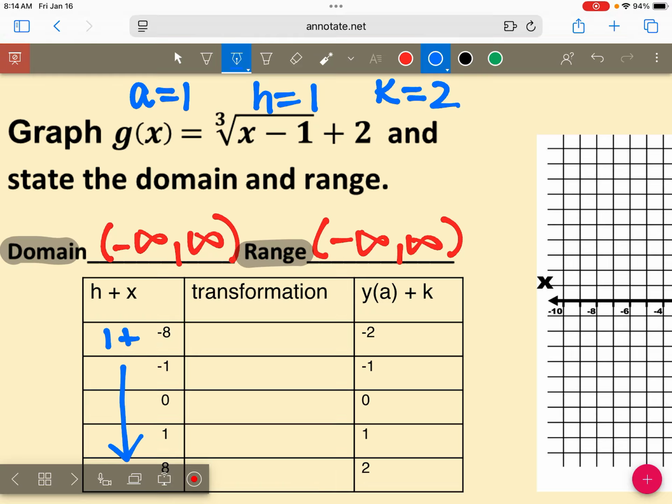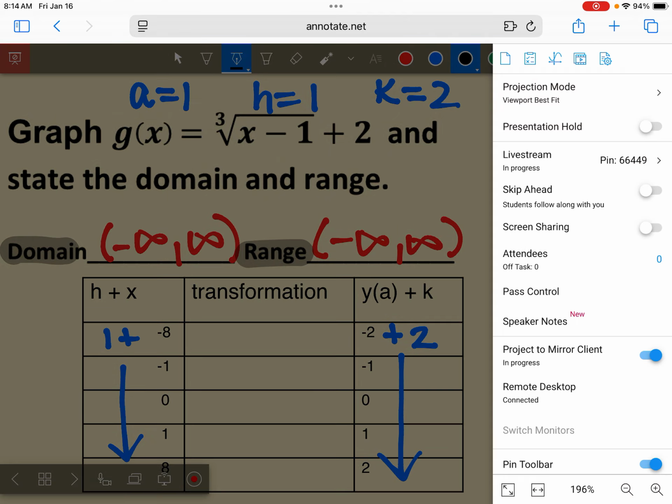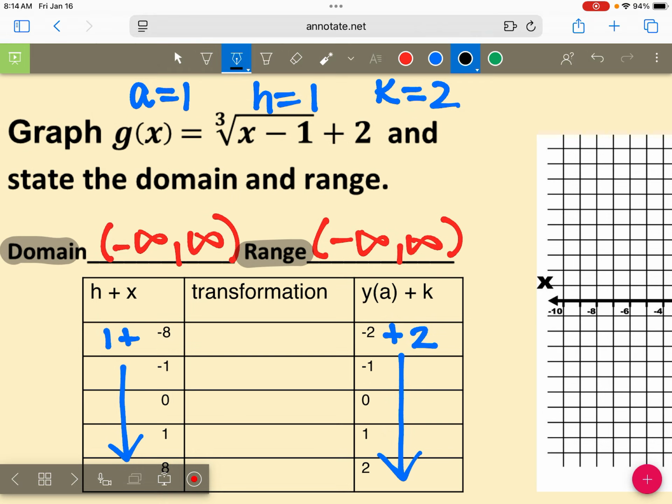Because A is 1, we don't have to include that in our transformation table, but we do need to add 2. So go ahead and do that. Go down, add 1, go down and add 2. So I'm going to freeze my screen while you all come up with your table.